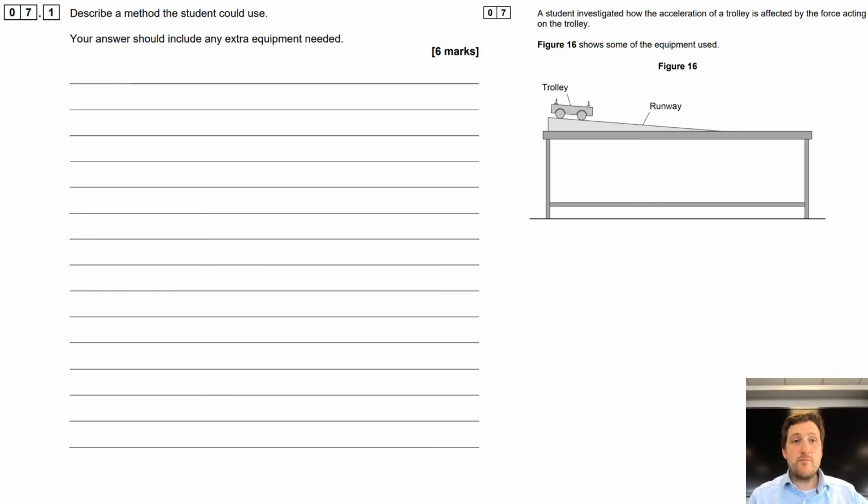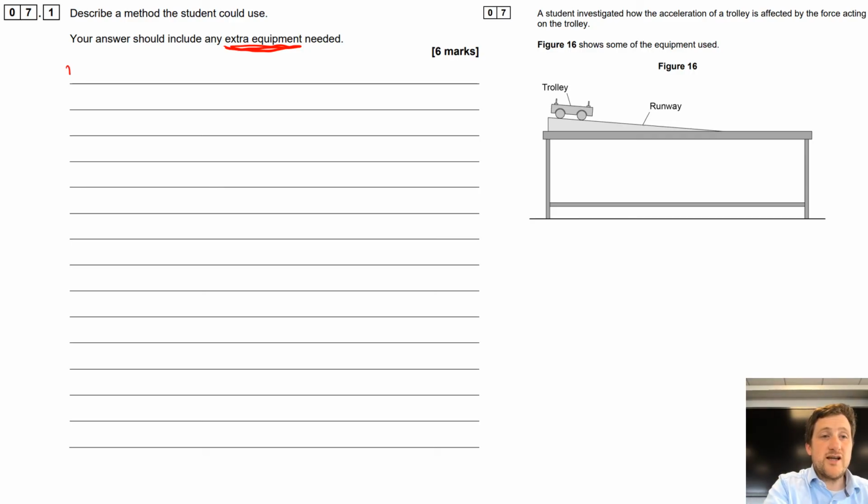Then we have describe a method the student could use. If they're asking you to describe a method, this is a practical you should have done. This is a required practical, okay? It says your answer should include any extra equipment. Right? That's important to know because it means the diagram you've got, the figure 816, doesn't have everything in it. Okay? Now it's this trolley. There are 2 different ways to do it. I'll go through one of the ways. There is another way to do it as well, which is changing the ramp height. I didn't think I would do that one because a lot of the time we talk about the pulley.